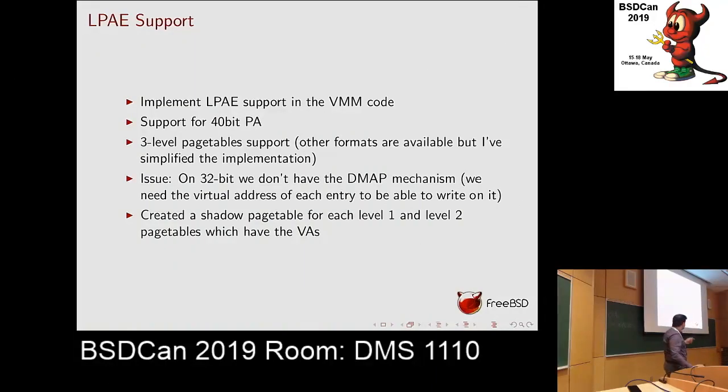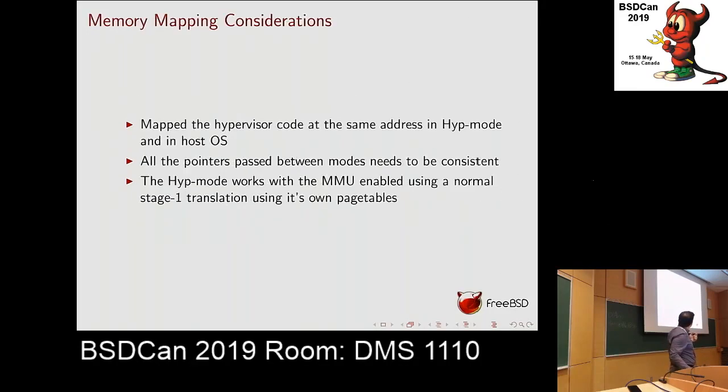And we also need this for level 1 and level 2. Okay, some memory mapping considerations. We mapped the hypervisor code at the same address in hyp mode and in the host OS. So we have FreeBSD, we have the hypervisor. Both of them have mappings from the same virtual address to the same physical address. Why? Because when we are doing VMM call hyp, we are sending addresses of the functions, and this has to be consistent between the hypervisor and the host OS.